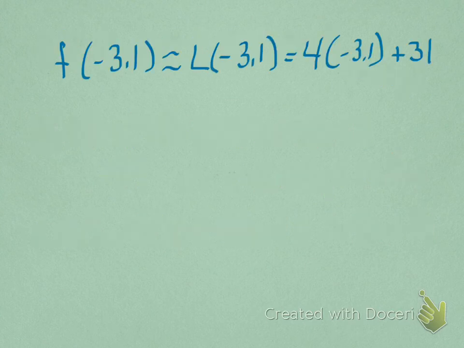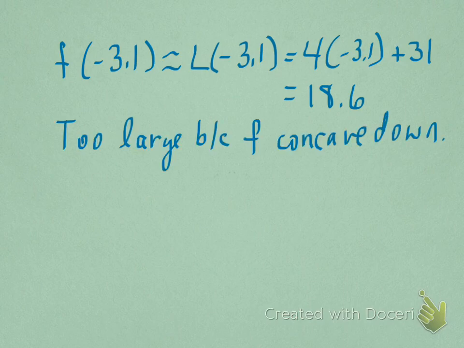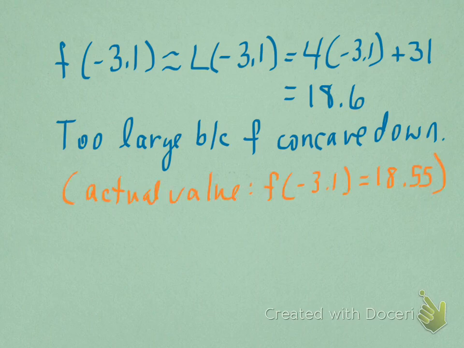So if I use the local linearization to approximate f of negative 3.1, I put negative 3.1 into the equation for L, and I get 4 times negative 3.1 plus 31, which is around 18.6. And I know that this approximation is going to be too large because at this point f is concave down, so the tangent line lies above the graph of the function. So this is too big of an estimate, and indeed, if you compute the actual value, you get something around 18.55. So indeed, the approximation is too large.